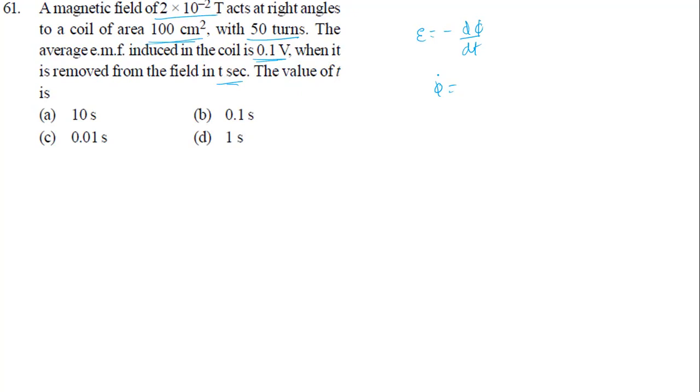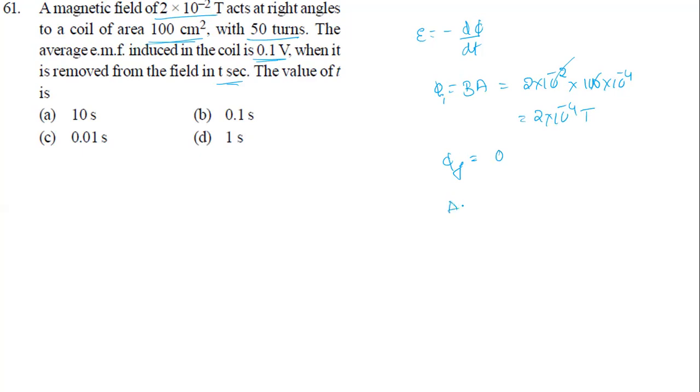As I know, the flux is going on changing now. So initially, how much flux was there? It is B times A, the initial flux. B is 2 into 10 power minus 2, and the area of the coil is 100 into 10 power minus 4. Since they are given at right angle, theta becomes 0 degree, and cos 0 degree will become 1. So it will become 2 into 10 power minus 4 Tesla. Final flux: since it is completely removed from the field in t time, the final flux is 0.